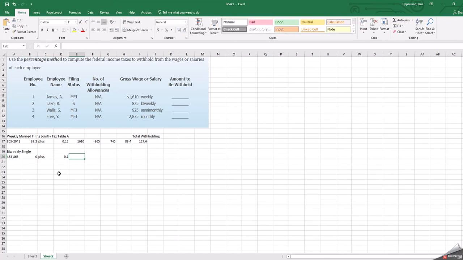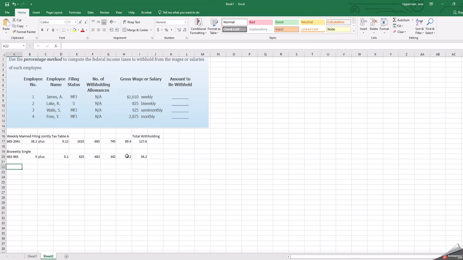10% of the amount that exceeds $483. So again, his is $825 minus $483. So then I will net those. So he's $342 over that limit. So then that's going to be subject to the 10% tax. So I'll multiply those two together. So $34.20. So then I'll add the zero plus what I just calculated for the amount exceeding it. So that would be his total withholding.